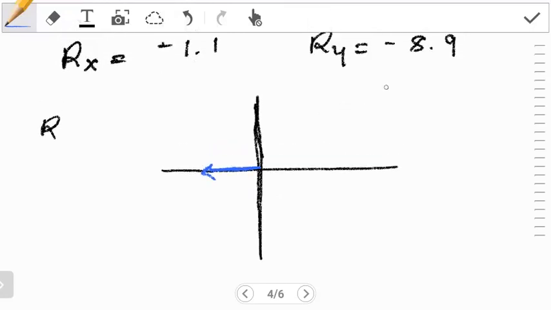And then this is negative as well. I'm going down. So this is in the y-axis. That's why I'm going down that number of steps. So this is what I have. So this was R in x, and then this is R in y.